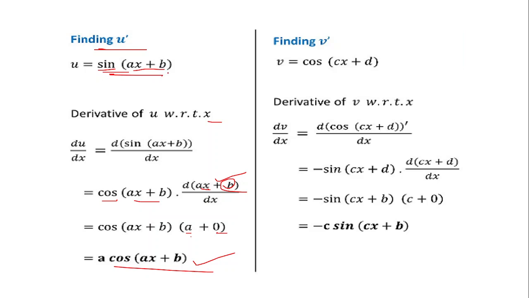Same way, sine of ax plus b will become cos of ax plus b into a. Next, same way, differentiation for cos, because I need v dash. I got u dash, and I need v dash, so I need to separately differentiate now.